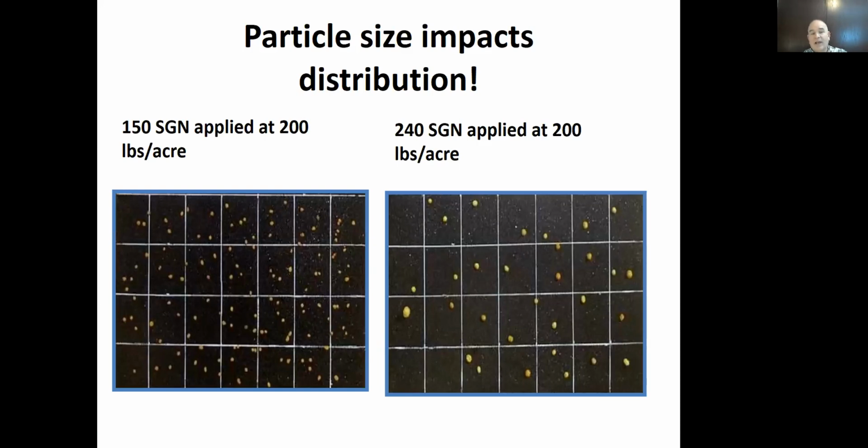So the one on the left has a 150 size guide number. If we applied that at 200 pounds of this product per acre, this is the distribution. Compared to the one on the right with a higher size guide number, which means I got bigger particles. Now, it's the same amount of fertilizer going down per acre, but it's just not as uniform.